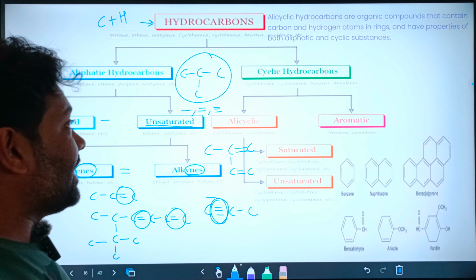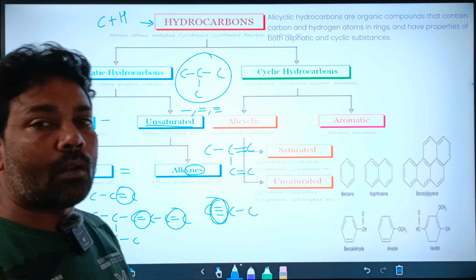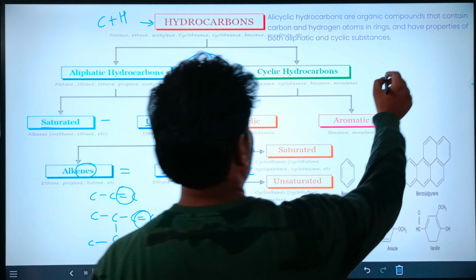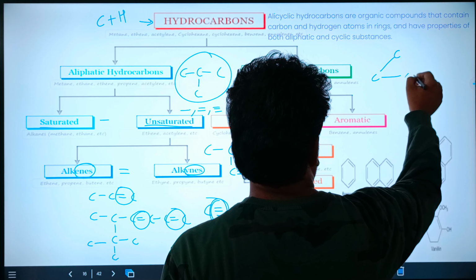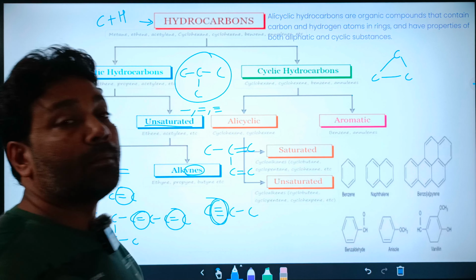Coming to the cyclic side, cyclic hydrocarbons, from the word itself we get to know, cyclic means they have a closed structure. So the first and the last carbon meet.